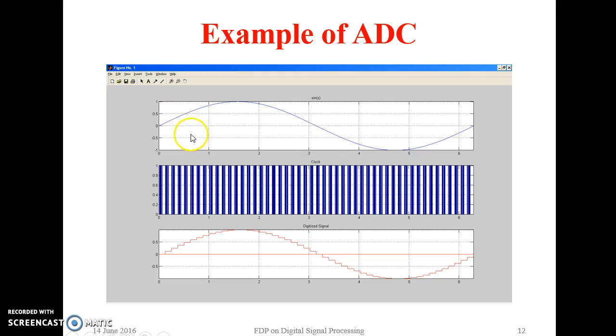So initially you will be giving this analog sine signal. Based on this sine signal, it will be converted into a clock. Based on the clock signals, it will be converted into digitalized signals.